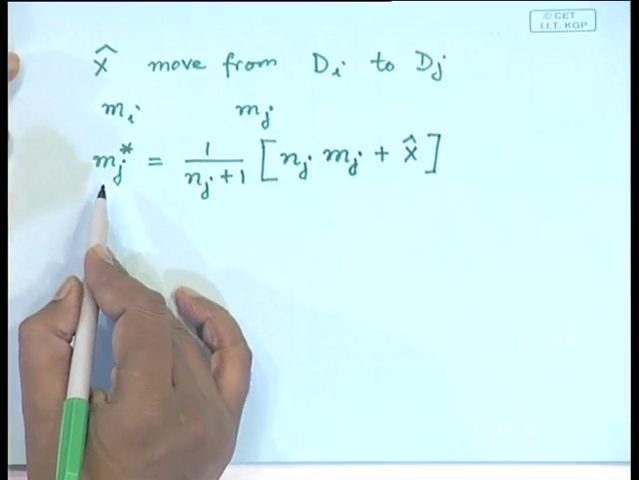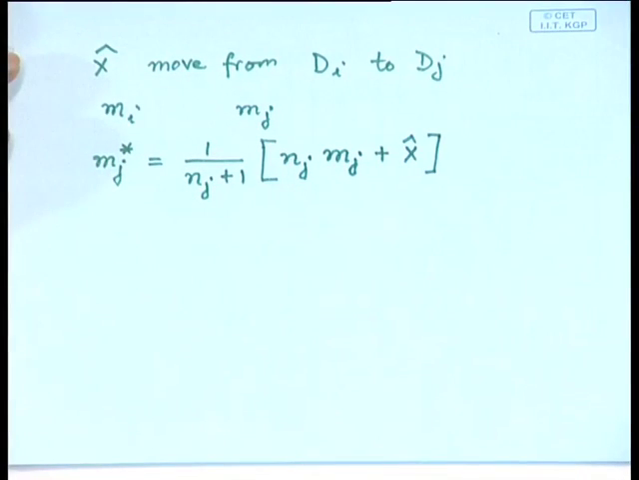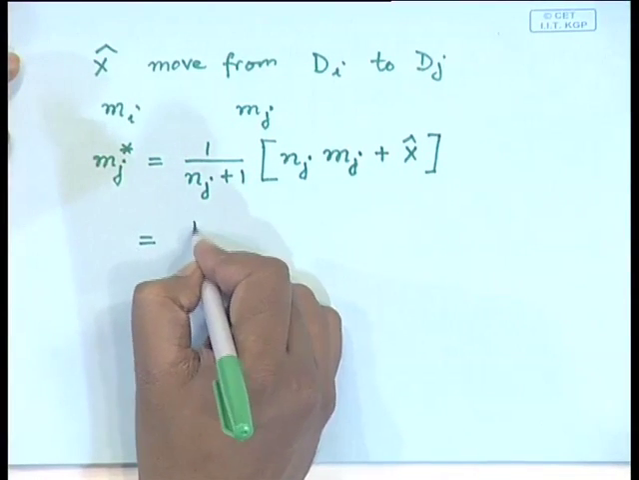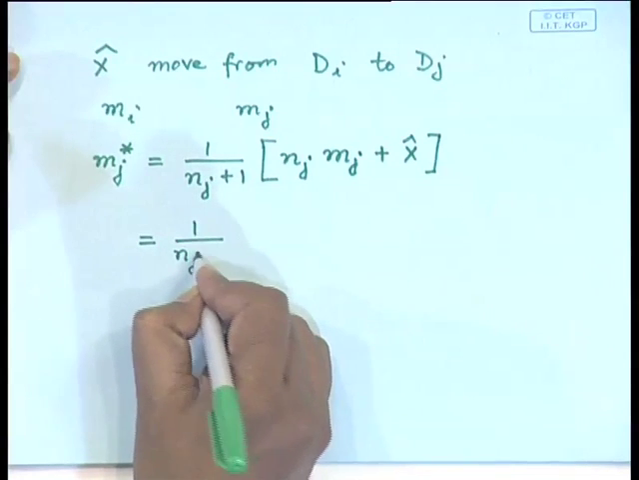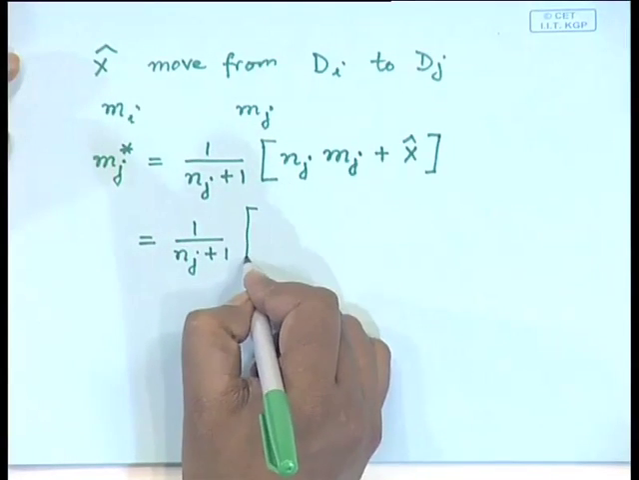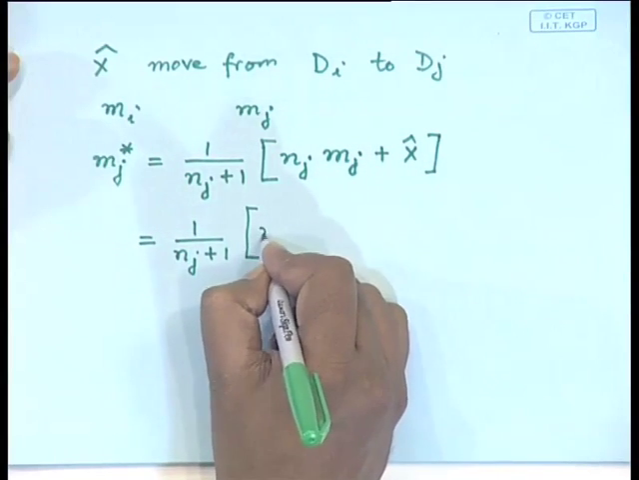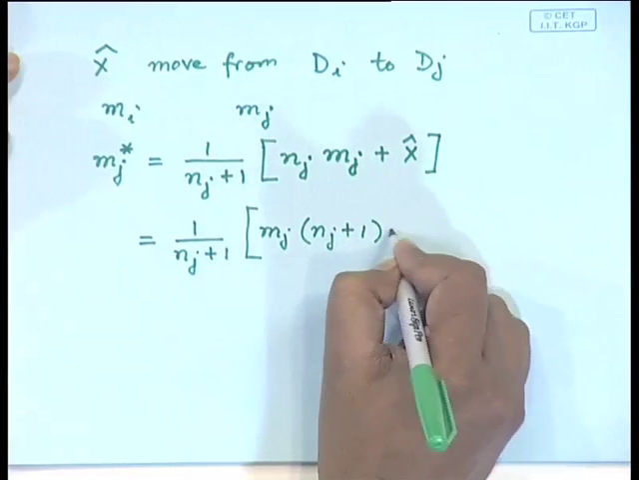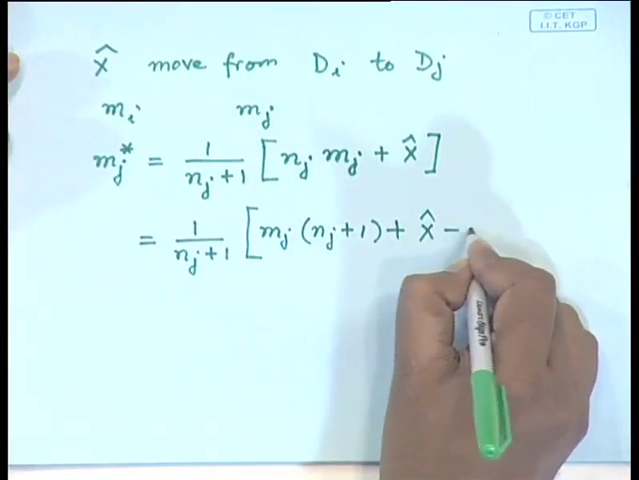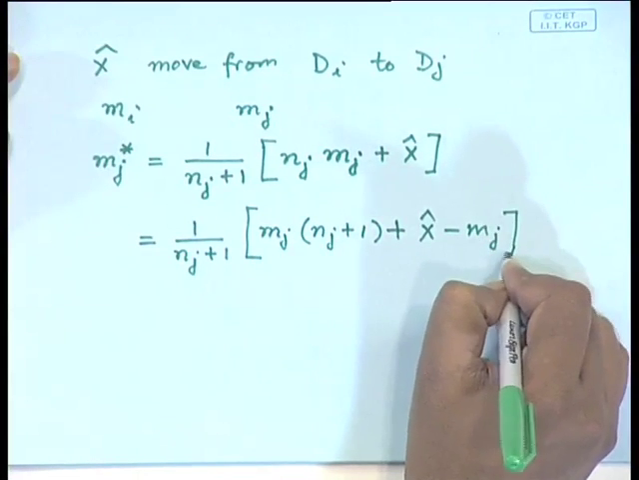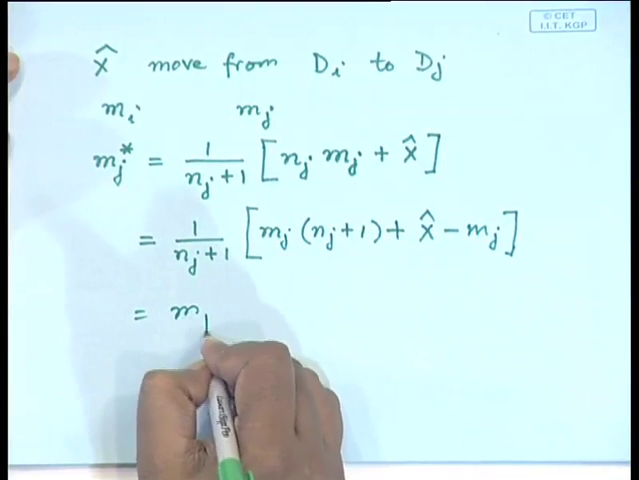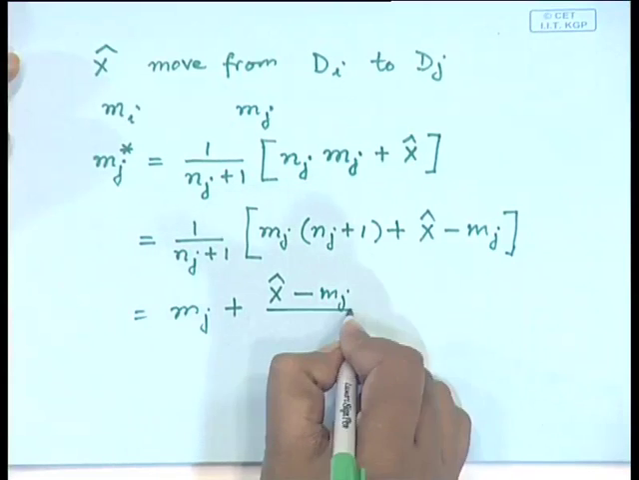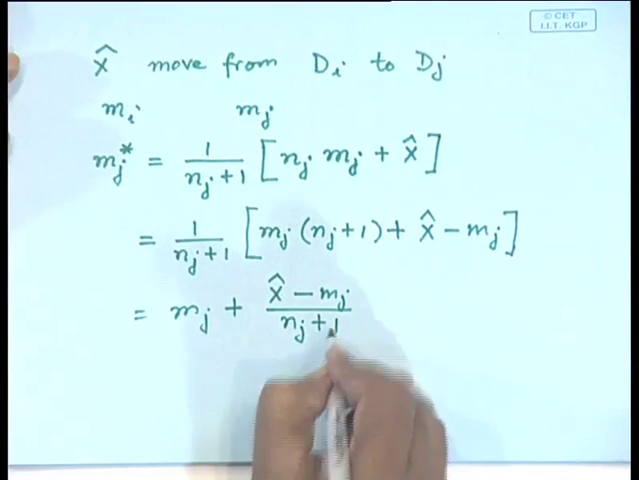Is it okay? So, this is the new mean of the jth cluster, m j star. If I simplify this, you find that it will be 1 upon n j plus 1 into, I can rewrite this expression as m j into n j plus 1 plus x hat minus m j, which is nothing but m j plus x hat minus m j upon n j plus 1.